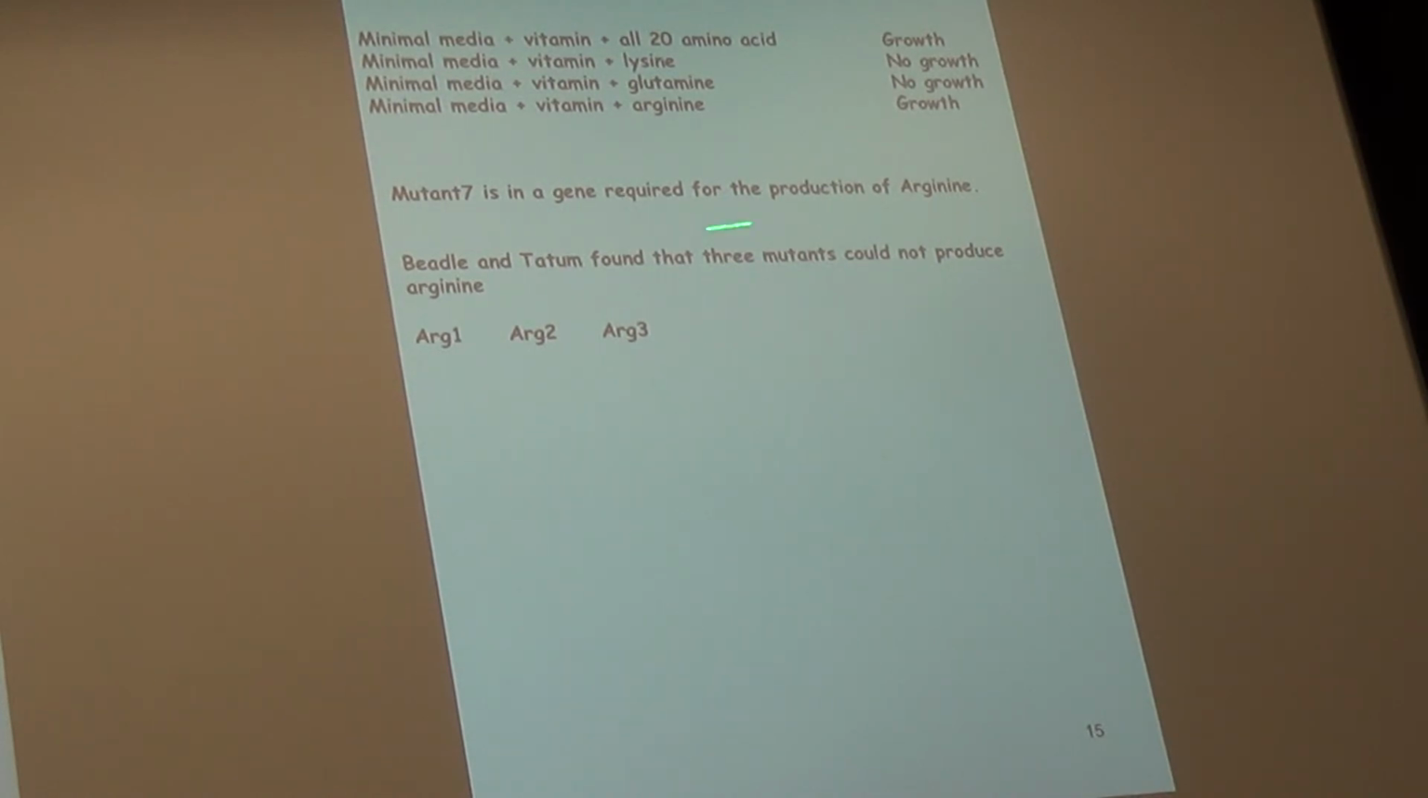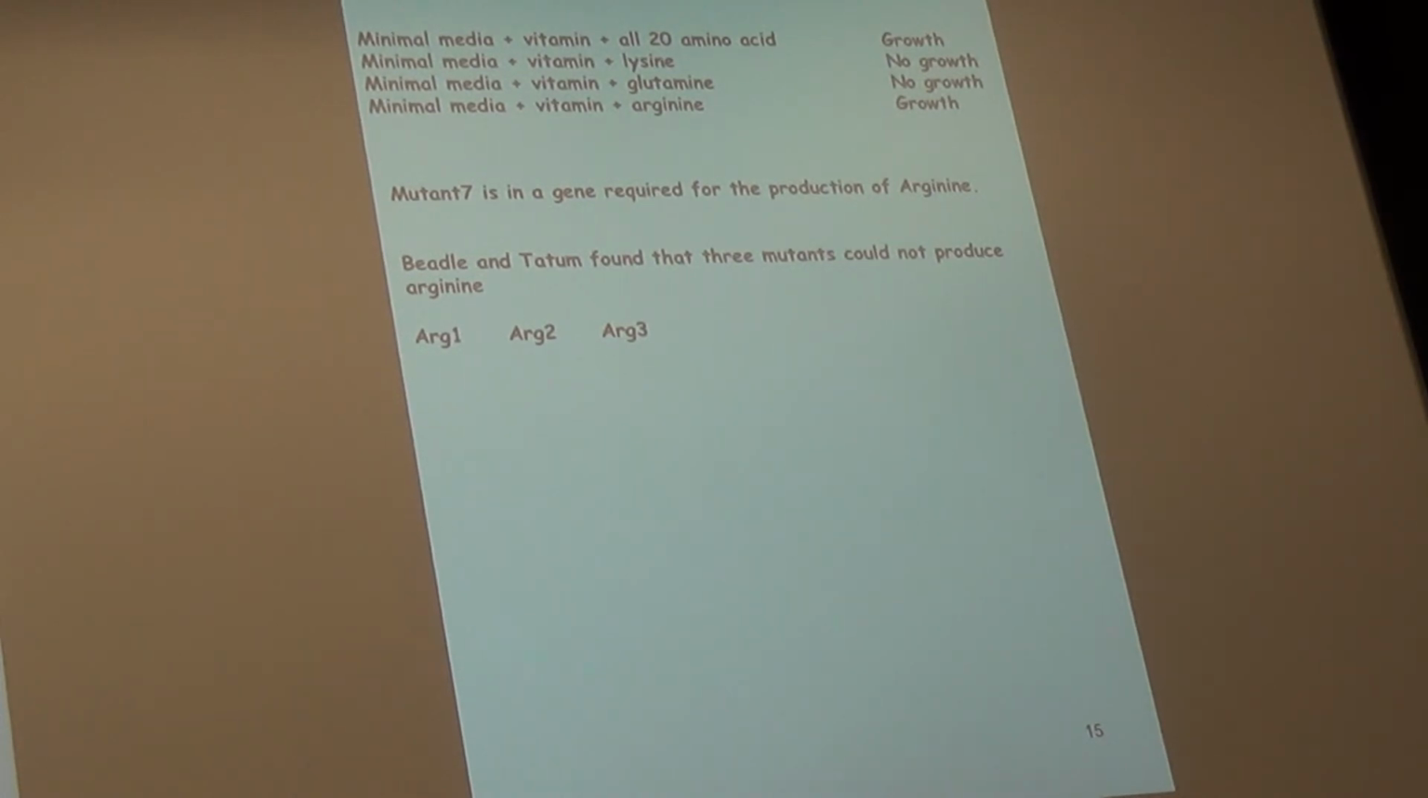And Beadle and Tatum identified mutants, which they called arginine mutants, ARG: ARG1, ARG2, ARG3. So they identified these mutants, they could not make arginine. That's all they were able to say at this point in the experiment. They had mutant cells with mutations in specific genes that could not make the enzyme, that could not synthesize arginine.